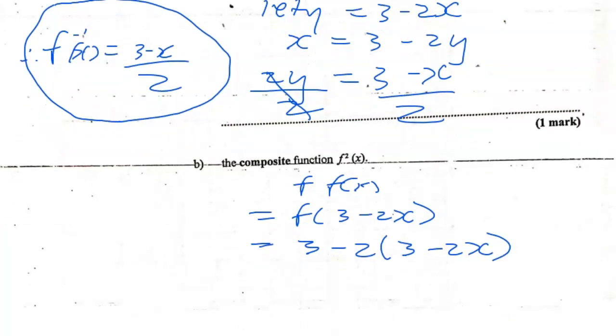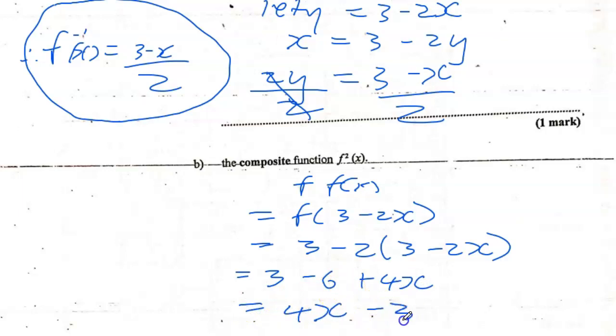And of course, we can simplify this by expanding. So we have 3 and minus 2 times 3, that's minus 6. And minus 2 times minus 2x, that's positive 4x. Alright, we group like terms. I put the 4x here, and then 3 minus 6, that's minus 3. Which means that f squared x is 4x minus 3.